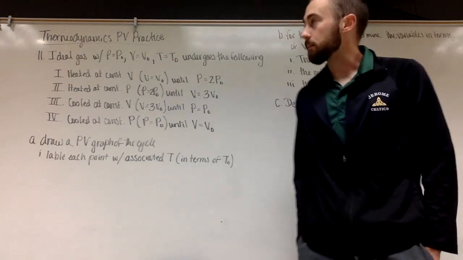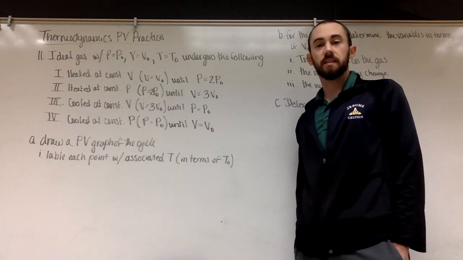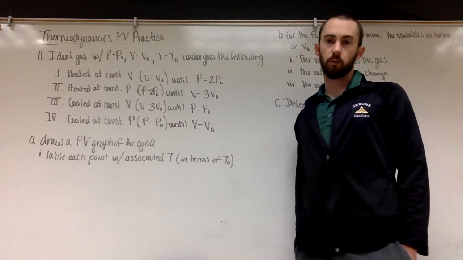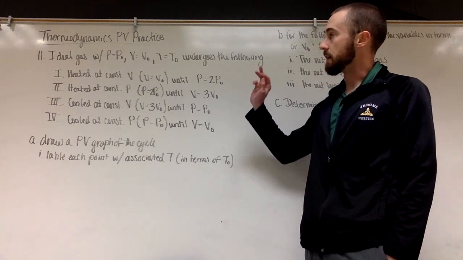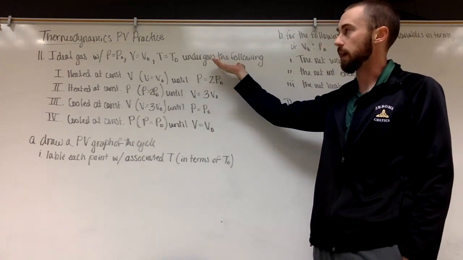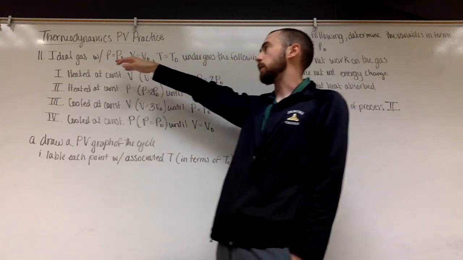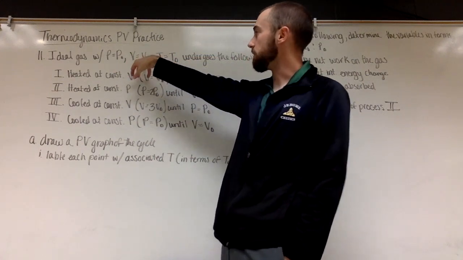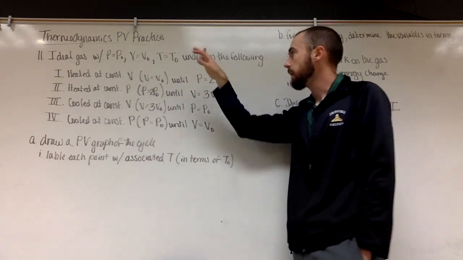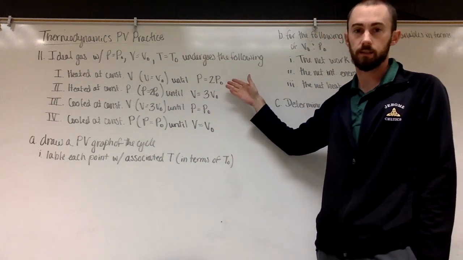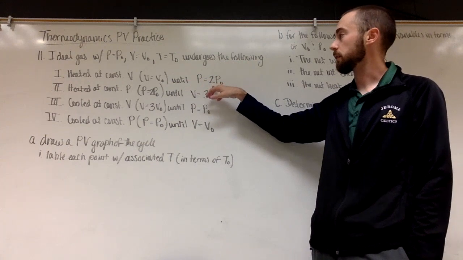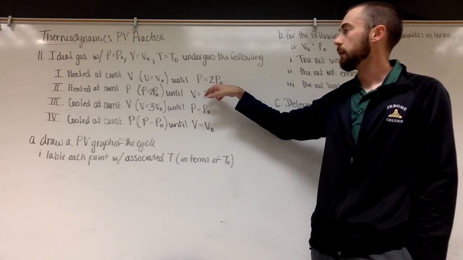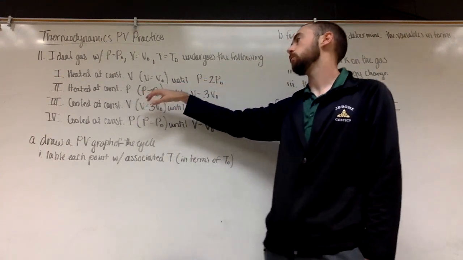All right, now that we've learned all about our PV diagrams with our thermodynamic processes, now we're just going to do some practice with it to make sure you understand. On this first one here, I've got a sample of gas where its initial pressure will be defined as P naught, initial volume as V naught, initial temperature as T naught, and it undergoes the following four processes. It's going to be heated at a constant volume until its pressure is 2P naught.